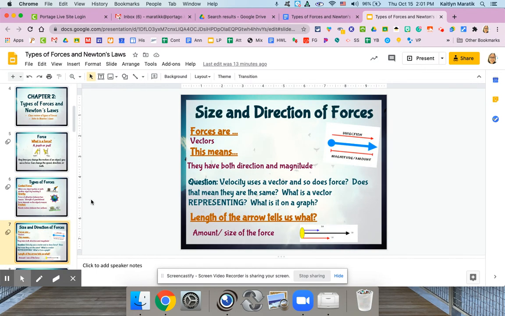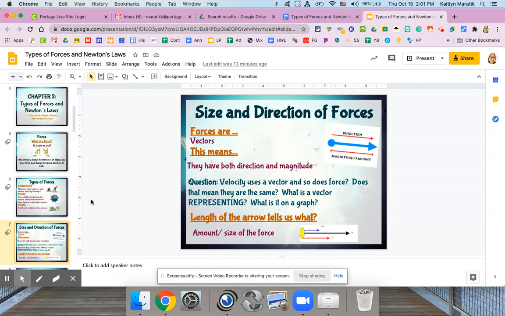This means they have both direction and magnitude. Did some of you just start playing that clip in your head? If you didn't, we're going to be catching a glimpse of that here real quick. But forces are vectors. They have to have a direction.